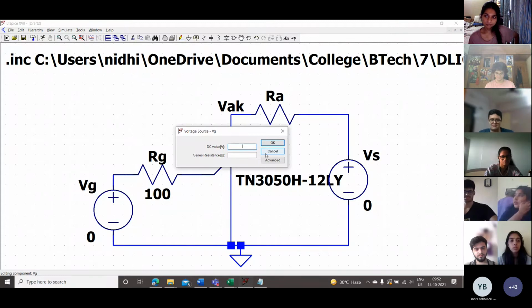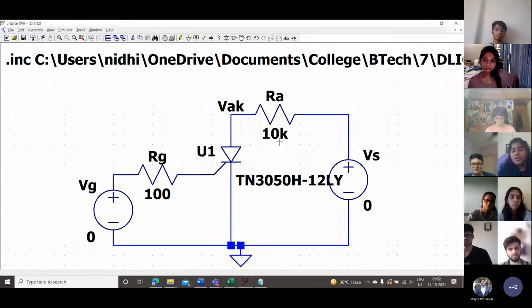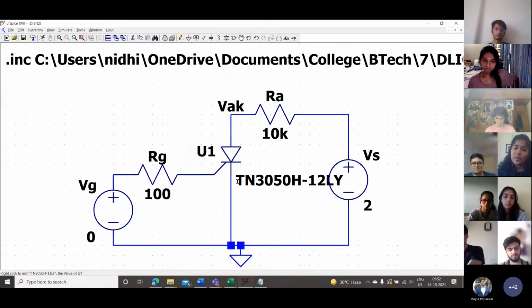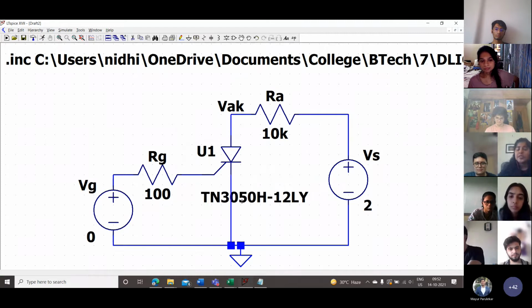Okay, so let's go with forward blocking mode first. I'm going to give 0 volts at my gate. That means that there will also be no current applied to my gate. And on this side, we're just going to start observing our values at 2 volts. Something you're going to have to do now is open Excel. You don't have to do it along with me, but when you do the experiment, you're going to have to open Excel and note down your values manually so that we can plot a graph there. But for now, let's just run the simulation and see what's happening.